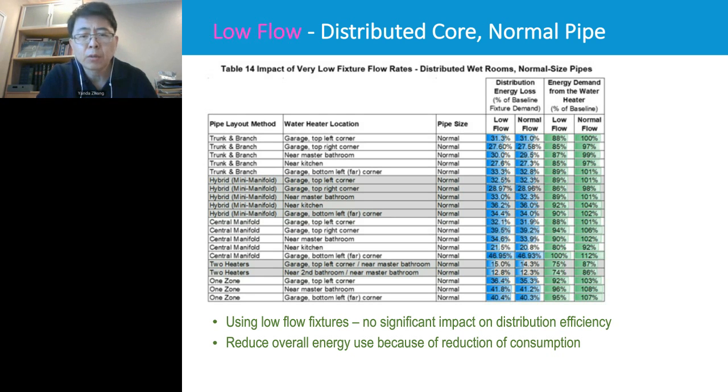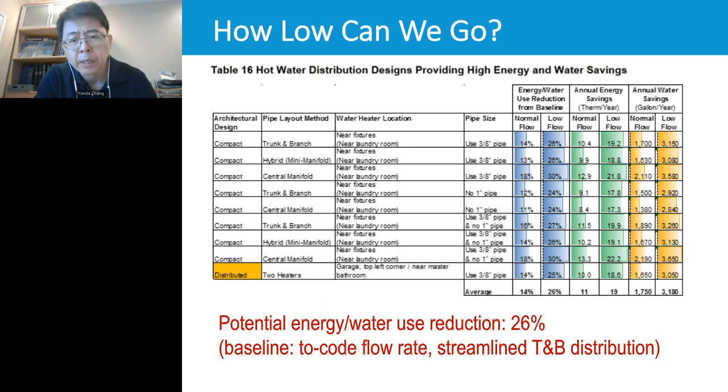So let's start with the question, how low can we go? We identify the ones that really give us a very high energy use reduction. And most of them, if you look at the first column, are associated with compact architecture design, meaning fixtures need to be close to each other.